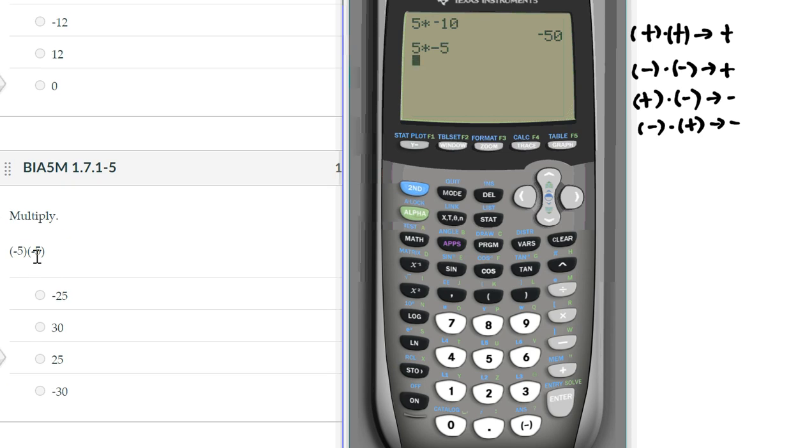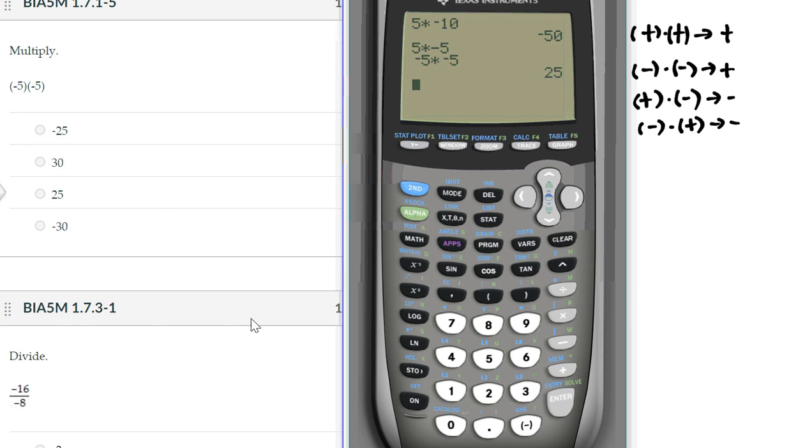Negative 5 times negative 5. We know negative times negative is positive. 5 times 5 is 25. So a negative number times a negative number is positive 25. Again, you want to do negative 5 times this negative 5, positive 25. Do not again use this subtraction. Okay.